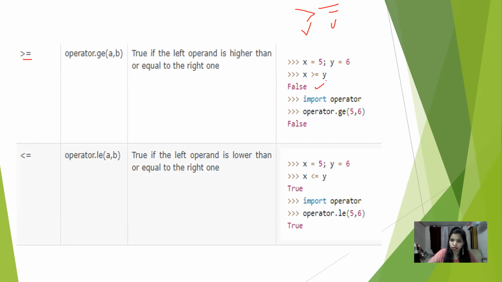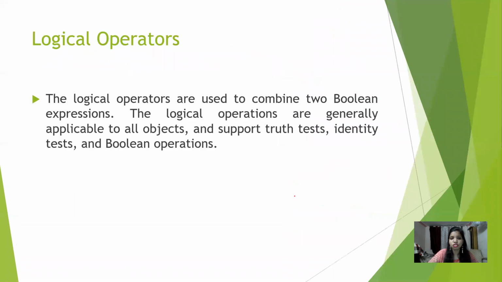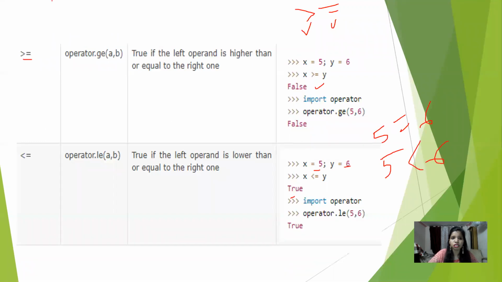that's why the answer is false. But in less than equals to, x is 5, y equals 6, x less than equals to y. So 5 is not equals to 6, but 5 is less than 6. So any one condition true means the answer is true. That's why the answer is true. So this was the logical comparator operators.